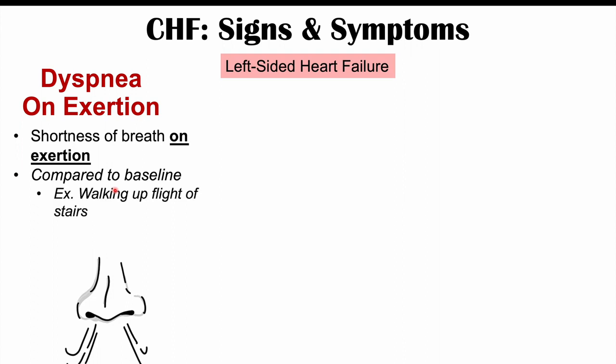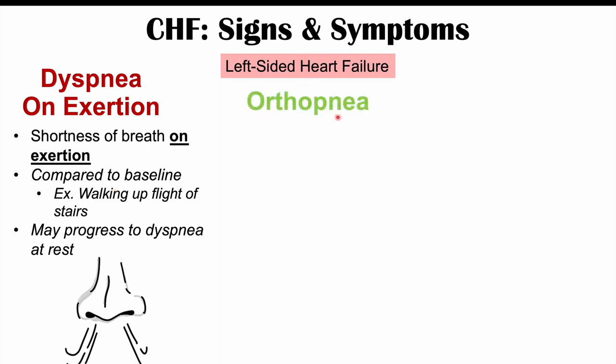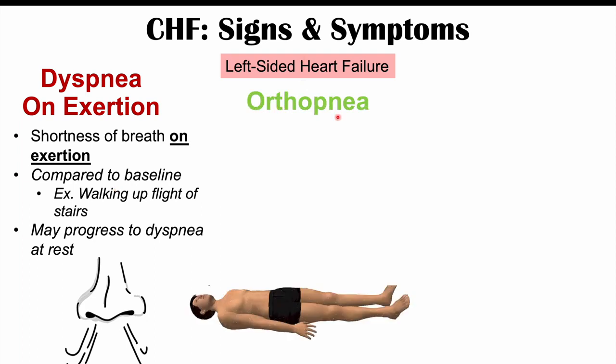A classic example is if they have shortness of breath when walking up a flight of stairs, when before they didn't have this issue. And it can start out with dyspnea on exertion, but it can progress and become worsened to the point where there's dyspnea at rest or shortness of breath at rest. Another classic finding with left-sided heart failure is orthopnea. So orthopnea is going to be shortness of breath when lying down flat.